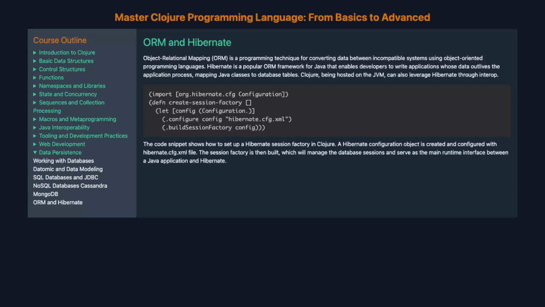Clojure, being hosted on the JVM, can also leverage Hibernate through interop. The code snippet shows how to set up a Hibernate session factory in Clojure. A Hibernate configuration object is created and configured with the hibernate.cfg.xml file. The session factory is then built, which will manage the database sessions and serve as the main runtime interface between a Java application and Hibernate.